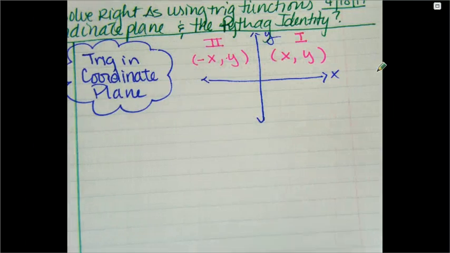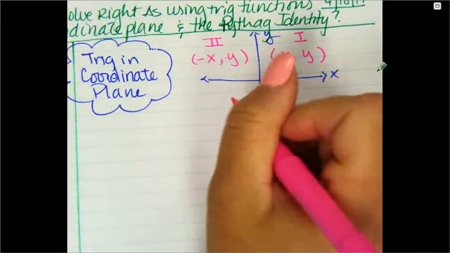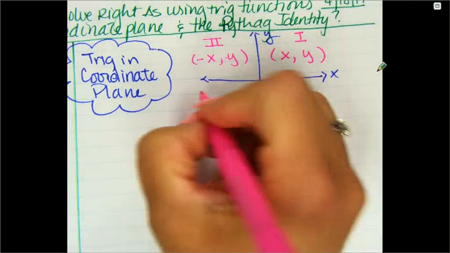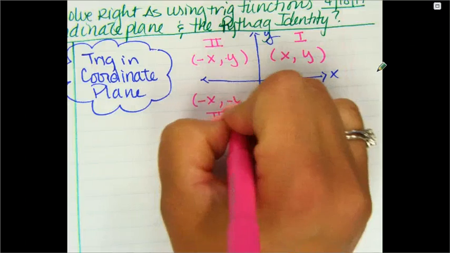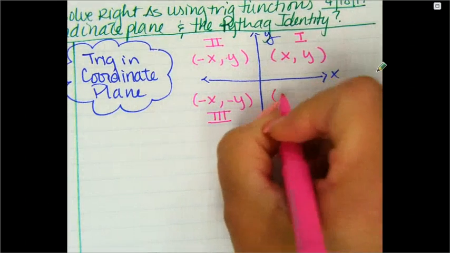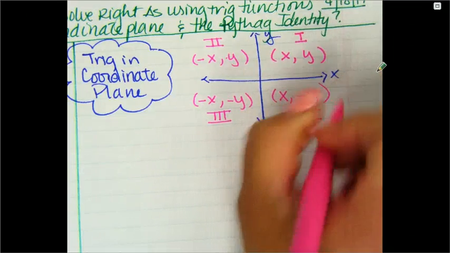Doesn't seem like you do, but you do, okay? Quadrant 3 is located down here. X's are negative, and y's are negative. Quadrant 4 is over here. X's are positive, and y's are negative. Good.